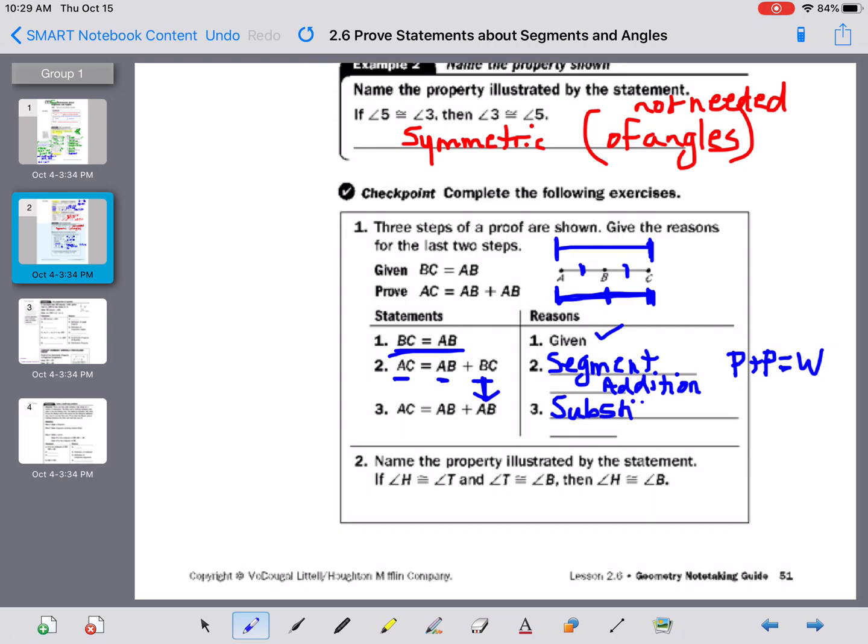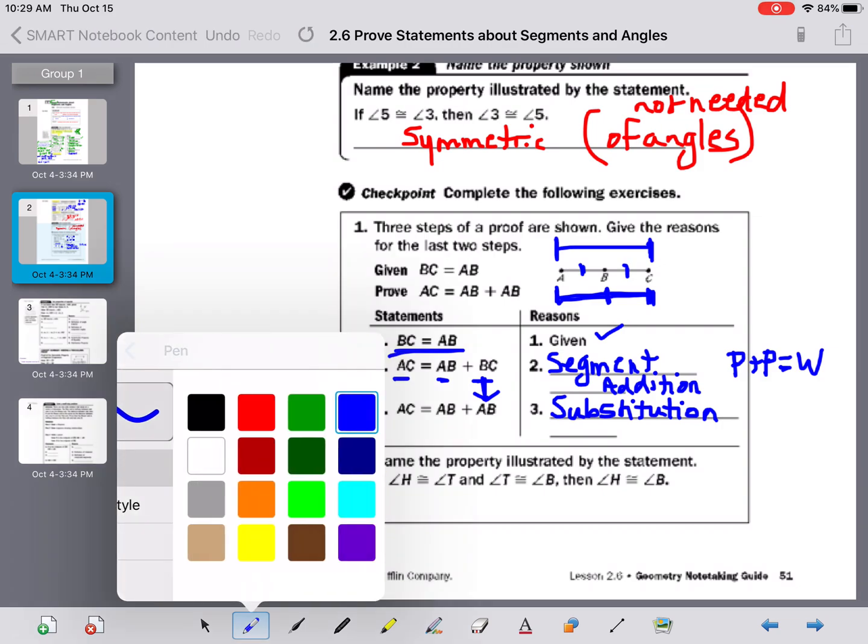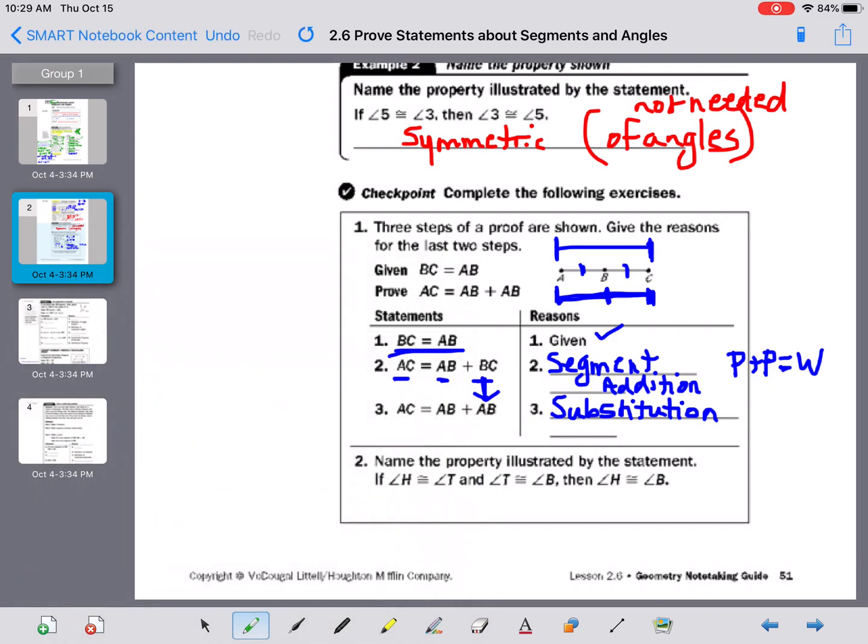Substitution. Okay, so when you replace something with something it's equal to, that's substitution. Okay, another property down here in number 2. Again, I'm going to have just some blank properties on the test. You just tell me what they are. So I have angle H is congruent to angle T, and angle T is congruent to angle B, then angle H is congruent to angle B.